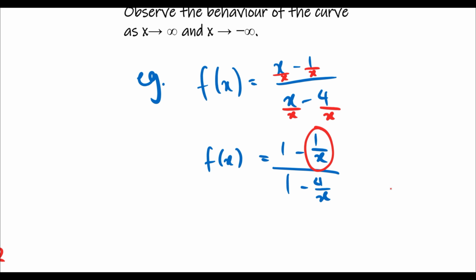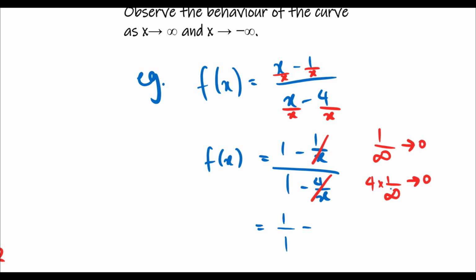Now as x approaches infinity and negative infinity, both of these are going to approach 0. Once again, because when you have 1 over infinity, that approaches 0. And 4 over infinity is the same thing as 1 over infinity. It's just 4 times 1 over infinity. So that still approaches 0. So these are going to approach 0, meaning that what we're left with is 1 over 1, which equals 1. So this is going to have a horizontal asymptote at y equals 1.